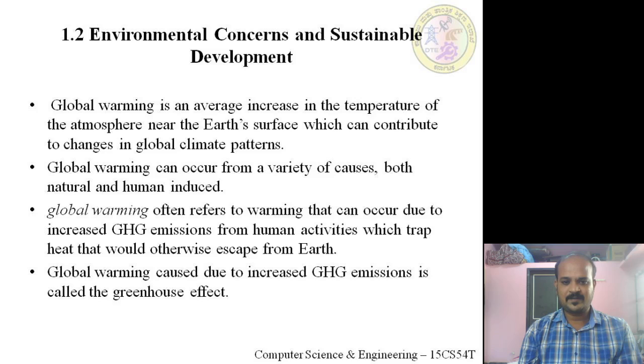If it is not trapping, the heat will escape from Earth and the temperature will be normal. But GHG is trapping that heat, so it is not letting that heat go away from the Earth. That's why the average temperature of Earth will increase. So this is human induced. Next, global warming caused due to increased GHG emission is called the greenhouse effect.